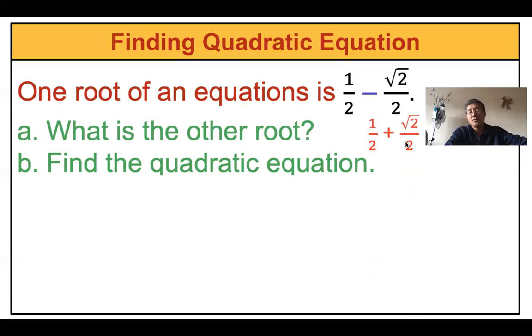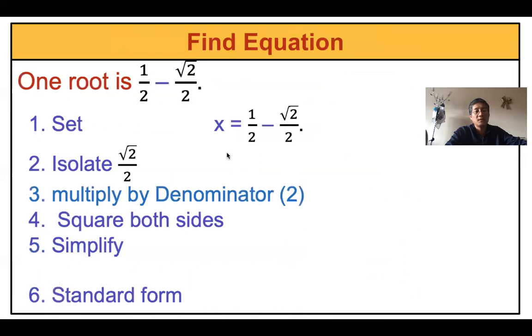When you find the original equation, we follow the same steps, a little bit different because this is a fraction, but not difficult. Let's set x equal to the root: x equals 1/2 minus square root of 2 over 2. If you use the plus, it's the same thing and you will get the same answer. Then we should isolate the square root of 2 over 2 by moving the half. So x minus 1/2 equals negative square root of 2 over 2.